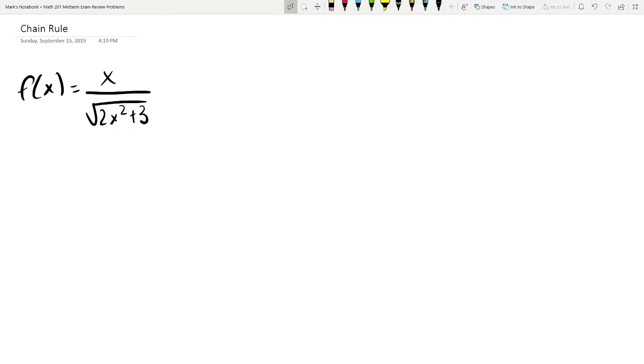So remember, let's just call this h of x. So then we can call the top f and the bottom g. Remember that the quotient rule says that low d high minus high d low over low squared. So that's going to be our derivative there. So we'll need to know both f prime and g prime. So I'm just going to take those off to the side so that we don't get confused.